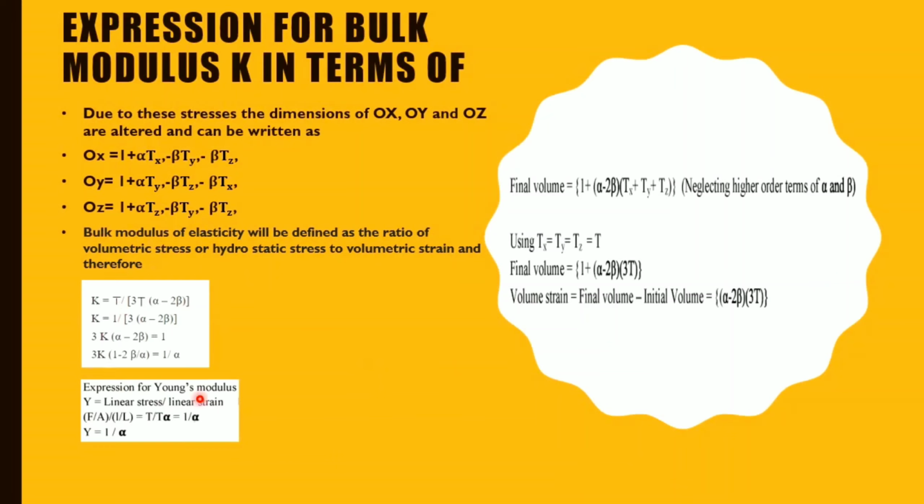So, now the expression for Young's modulus will be Y. Young's modulus symbol is Y. So, linear stress by linear strain. So, we know that it is F by A and l by L. So, it will be now T by T alpha. So, when T gets cancelled, it becomes 1 by alpha. Hence Young's modulus is Y equal to 1 by alpha.